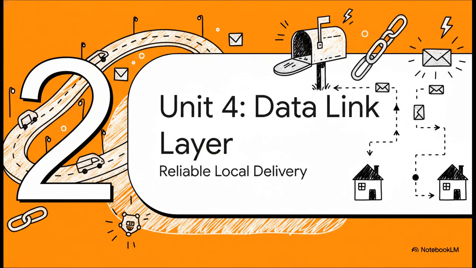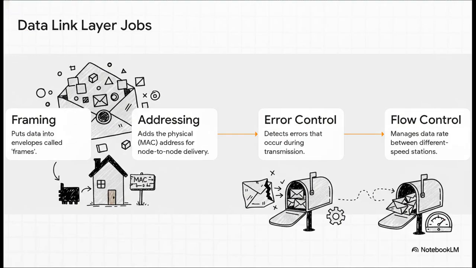Awesome. Let's switch gears to Unit 4. So, we've built our digital highways. Now, how do we make sure a piece of mail gets from one house to the very next house on the street reliably and without getting lost? That, my friend, is the job of the data link layer. This layer has four main jobs, and they're super logical.